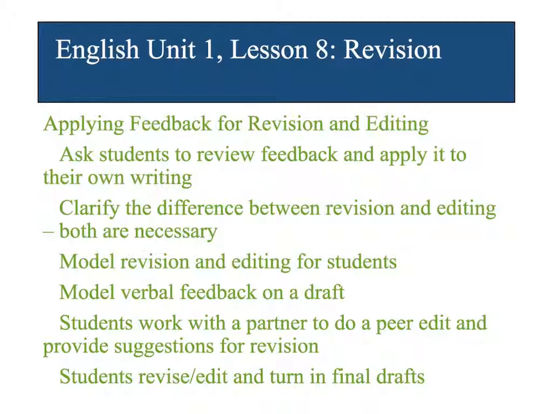After that modeling happens, then you would ask students to work with a partner to do a peer edit and to provide suggestions for revision. Students will revise, edit their papers, and turn in the final drafts, and then you will evaluate them using the rubric that we've provided.